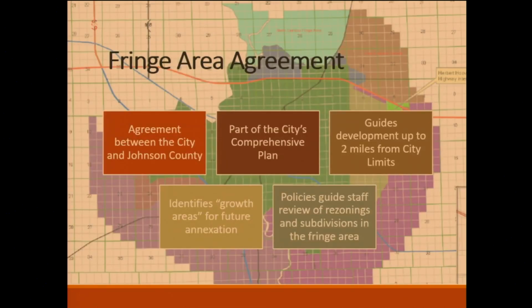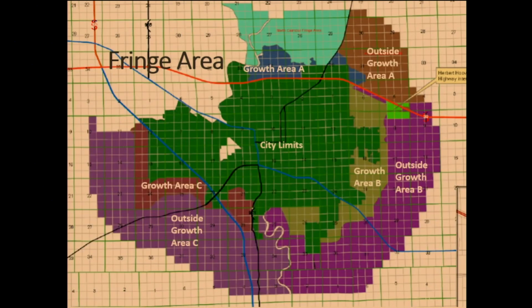The other component of the comprehensive plan that I wanted to talk about is the city-county fringe area agreement. This guides development within the city's fringe area, which is land outside of the corporate limits of the city up to 2 miles. And like the future land use map of the comprehensive plan, it identifies a growth area or growth boundary for future annexation, and also includes policies that guide our review of rezonings and subdivisions.